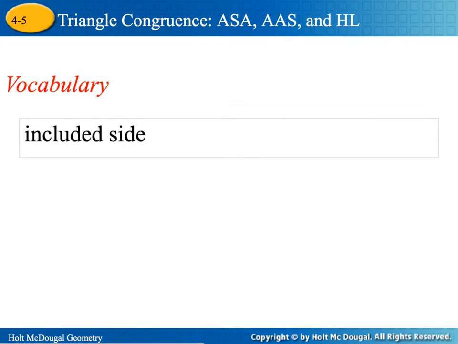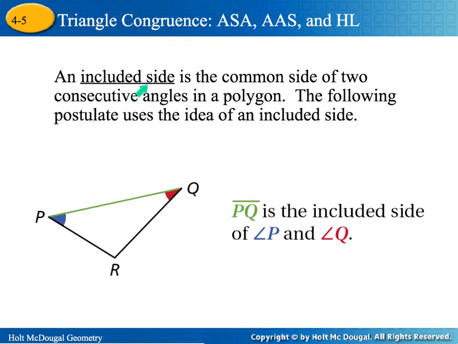There's your vocab. Alright, so an included side is the common side of two consecutive angles in a polygon. The following postulate uses the idea of an included side. So notice here, this green side is the included side of the two angles. So angle, angle, the side in between it is called the included side.